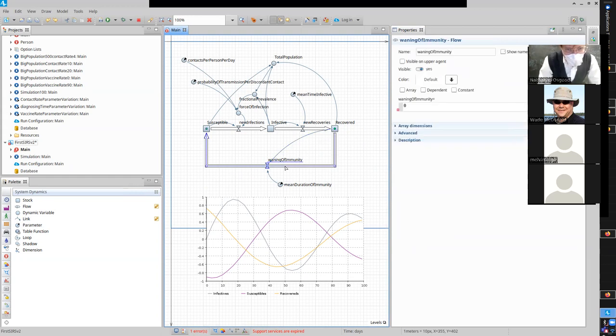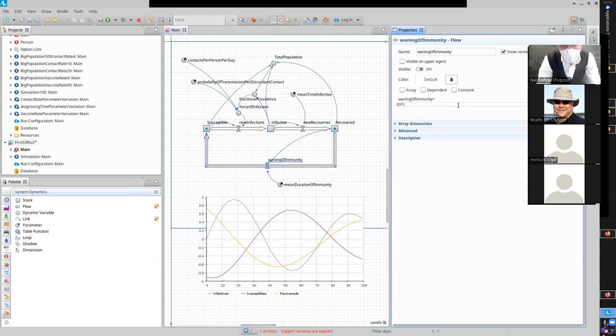Okay, good. And what's the formula for this going to be? Recovered, and is it divided or times mean duration? Divided, it has to be. It's a flow, it's people per unit time. This is a time, and we divide the stock of people by that time to get people per unit time. Okay, so that's good. And why is it saying it's an unhappy camper?